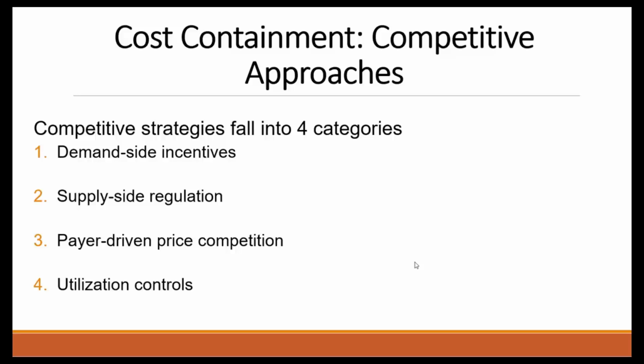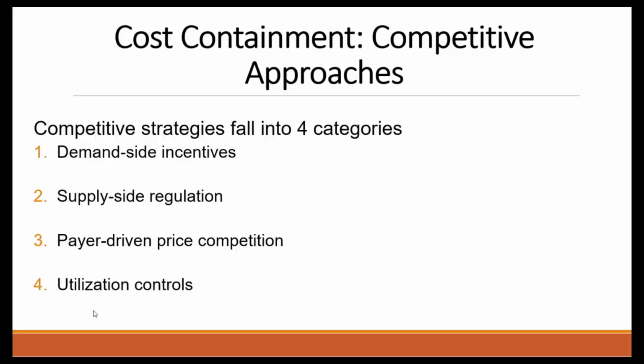The second one is supply side regulation. Antitrust laws prohibit business practices that stifle competition among providers. Third one is payer-driven price competition. So this helps overcome some of the inefficiencies of an imperfect healthcare market. It occurs at two different points. First, employers shop for the best value in terms of the cost of premiums and the benefits package. Second, managed care organizations shop for the best value from providers of health services.